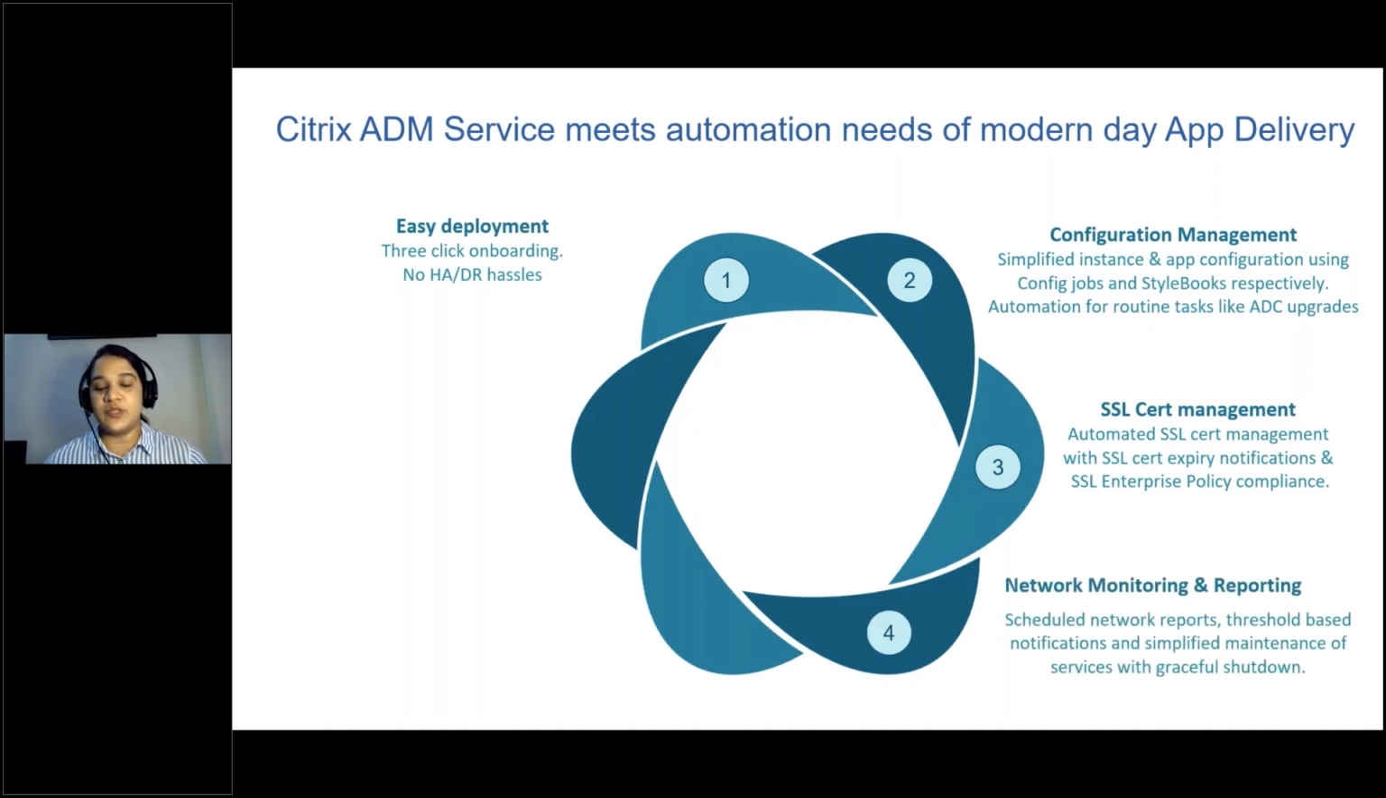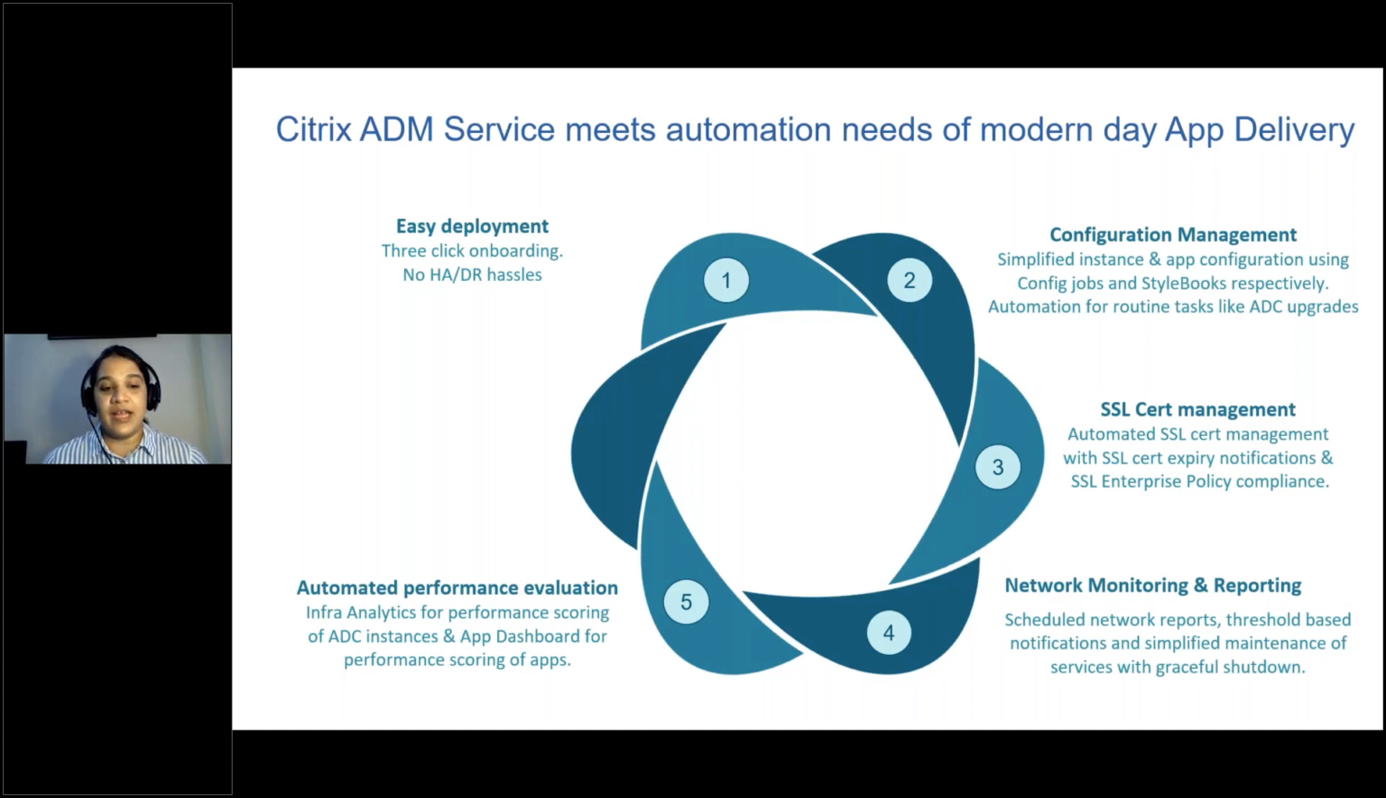ADM service also helps with network monitoring and reporting. Many of the customers will have requirements of automating network reports, which they want at a frequent interval, be it daily or weekly or certain days of the week. And that can be automated using ADM service. You can also have threshold-based notifications in which if you say that a metric goes beyond this particular value, send me a report. And we also simplify maintenance of these services by supporting graceful shutdown, which will ensure that the connections are taken care of before shutting the service down.